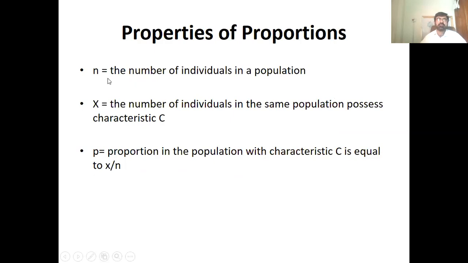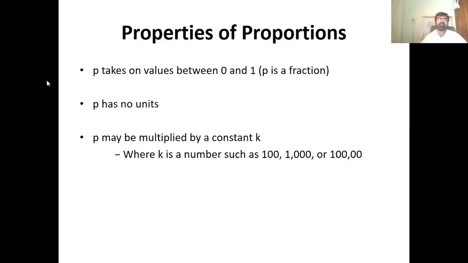Properties of proportion. When can you say that it is a proportion? There are certain properties of proportion. N is the number of individuals in a population, and X is the number of individuals in the same population who possess character C. So we put this in the formula: P, the proportion in the population with character C, is equal to X upon N. This is basically the formula.